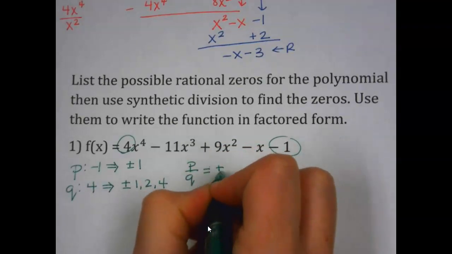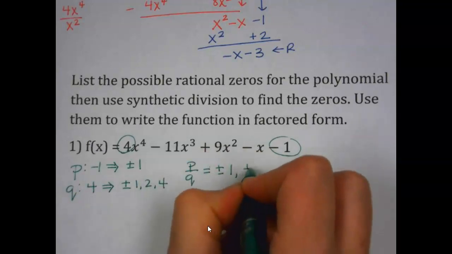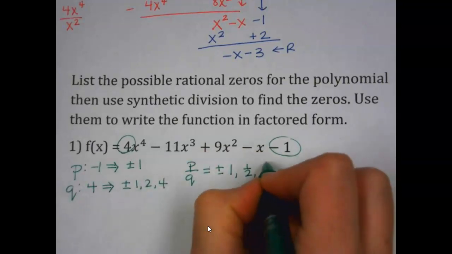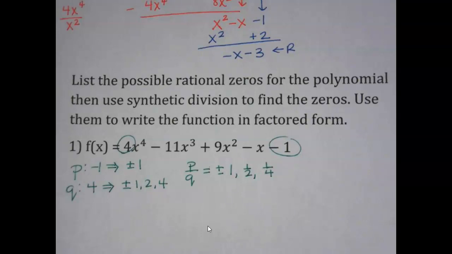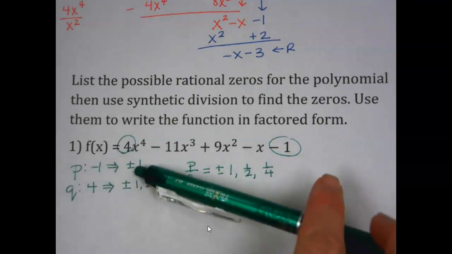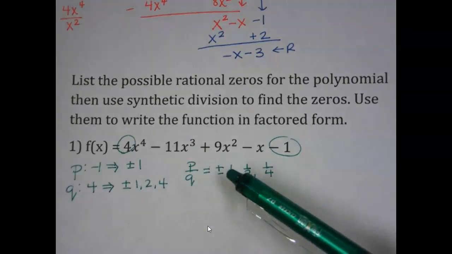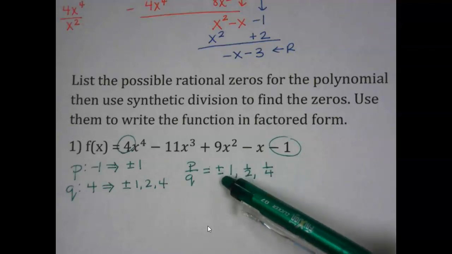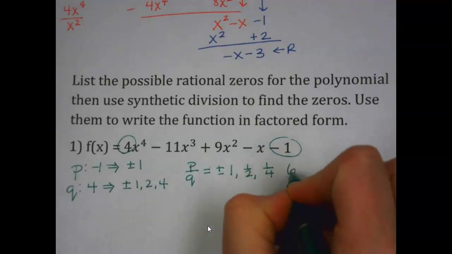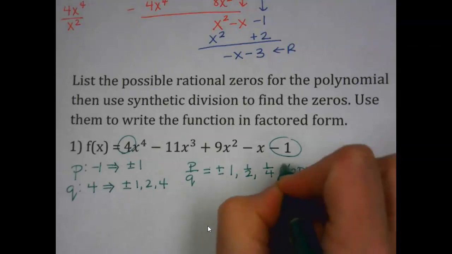And then we take our p divided by q. So we have plus or minus 1 divided by 1, which is 1, 1 divided by 2, which is 1/2, and 1 divided by 4. Now it is really important that you remember the constant goes on top and the leading coefficient on the bottom, because if you divided these the opposite way, you would get different possibilities. There's 3 positive possibilities and 3 negative possibilities, so altogether we have 6 possible rational zeros.